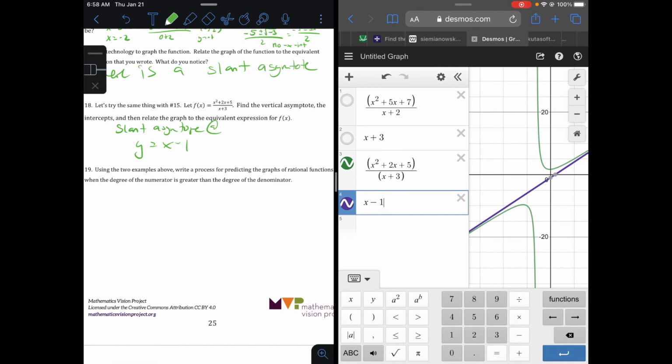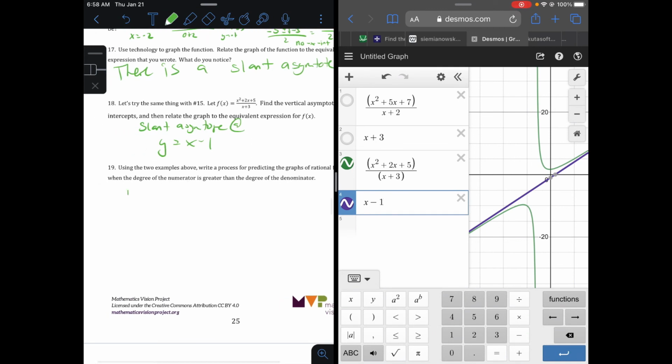So basically the last question asks us, how do you find these slant asymptotes? You have to divide. So you use division to find slant asymptotes. All right.